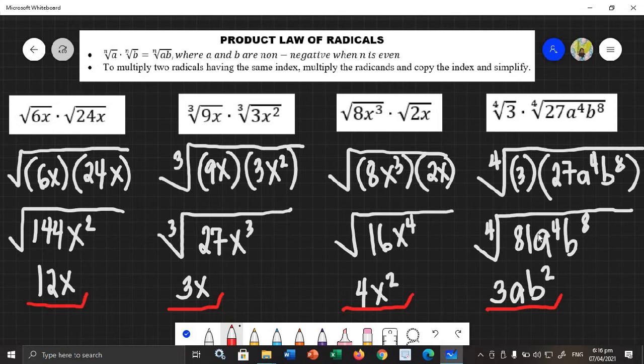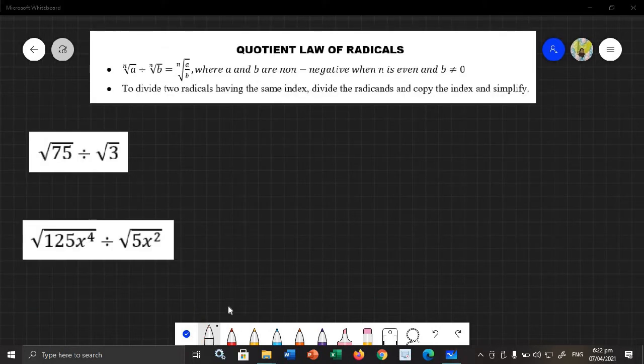Next, let's move on to the quotient law of radicals. The quotient law of radicals states that the nth root of a divided by the nth root of b is equal to the nth root of a over b, where a and b are non-negative when n is even and b should not be equal to 0. To divide two radicals having the same index or roots, divide the radicands and copy the index and simplify.